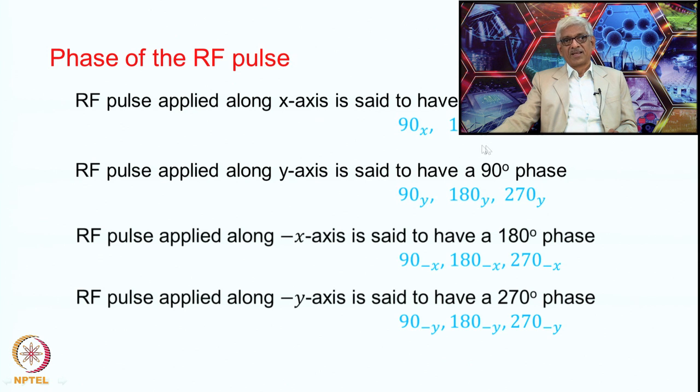Often you will see different kinds of nomenclatures used in the literature or in books. People may write it as 90x or y or minus x or minus y, but sometimes they may also use it as 0, 90, 180, 270 and so on. So all of these mean the same thing, and this is the correlation between the phase of the RF pulse and on which axis the pulse is applied.